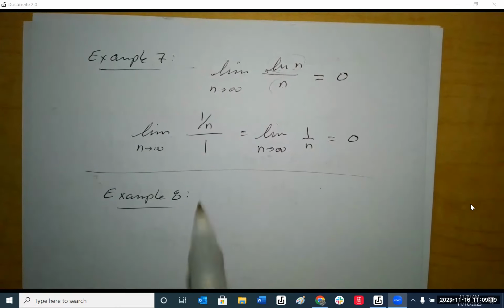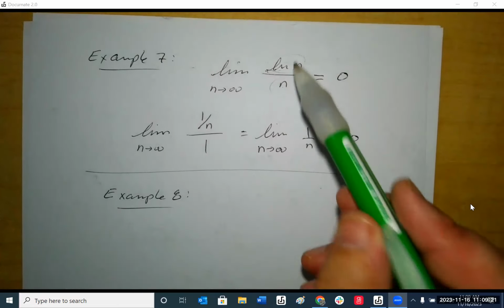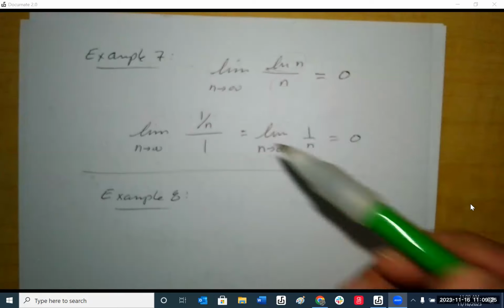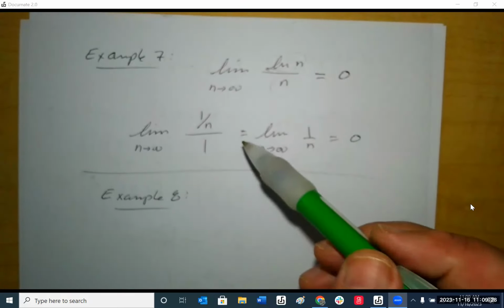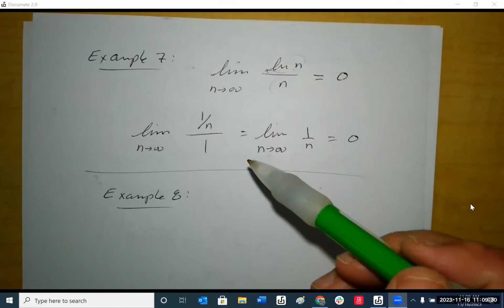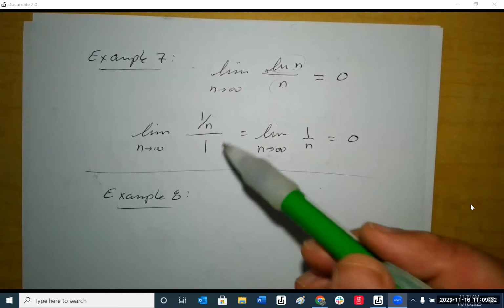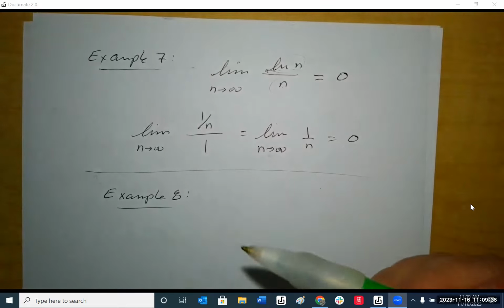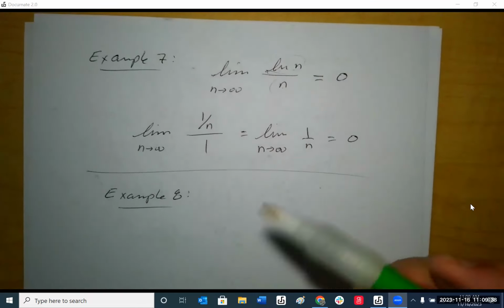Again, L'Hopital's rule is if you have an indeterminate form, infinity over infinity or 0 over 0, then you keep on taking the derivative of top and bottom separately and try the limit again until either one of those or both of them are no longer zeros or infinities.